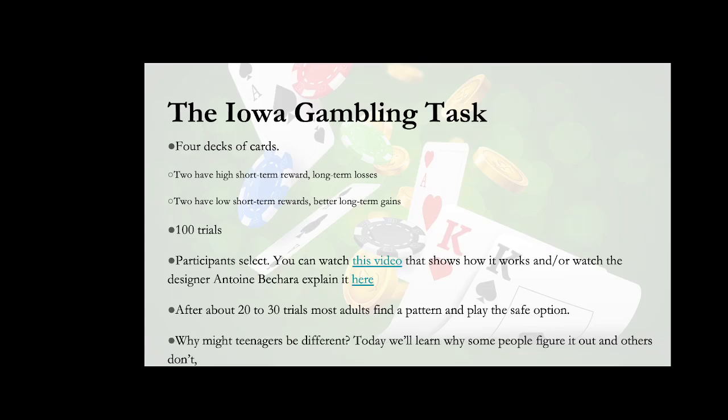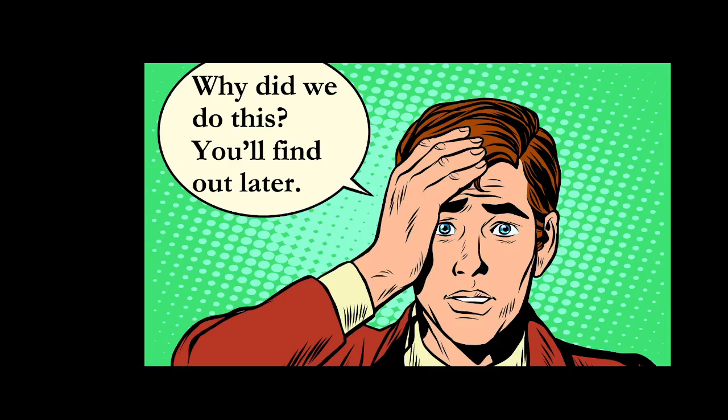All right, so most adults figure it out after 20 to 30 trials. Teenagers might be different, and one reason is prefrontal cortex, I think, right? That idea to resist the short-term reward, go for the longer-term benefit is prefrontal cortex function. And in my anecdotal observations, it typically means it's the academic students, the ones that do well, that figure out the pattern faster than the other students. Right, why do we do this? Well, they'll find out later.